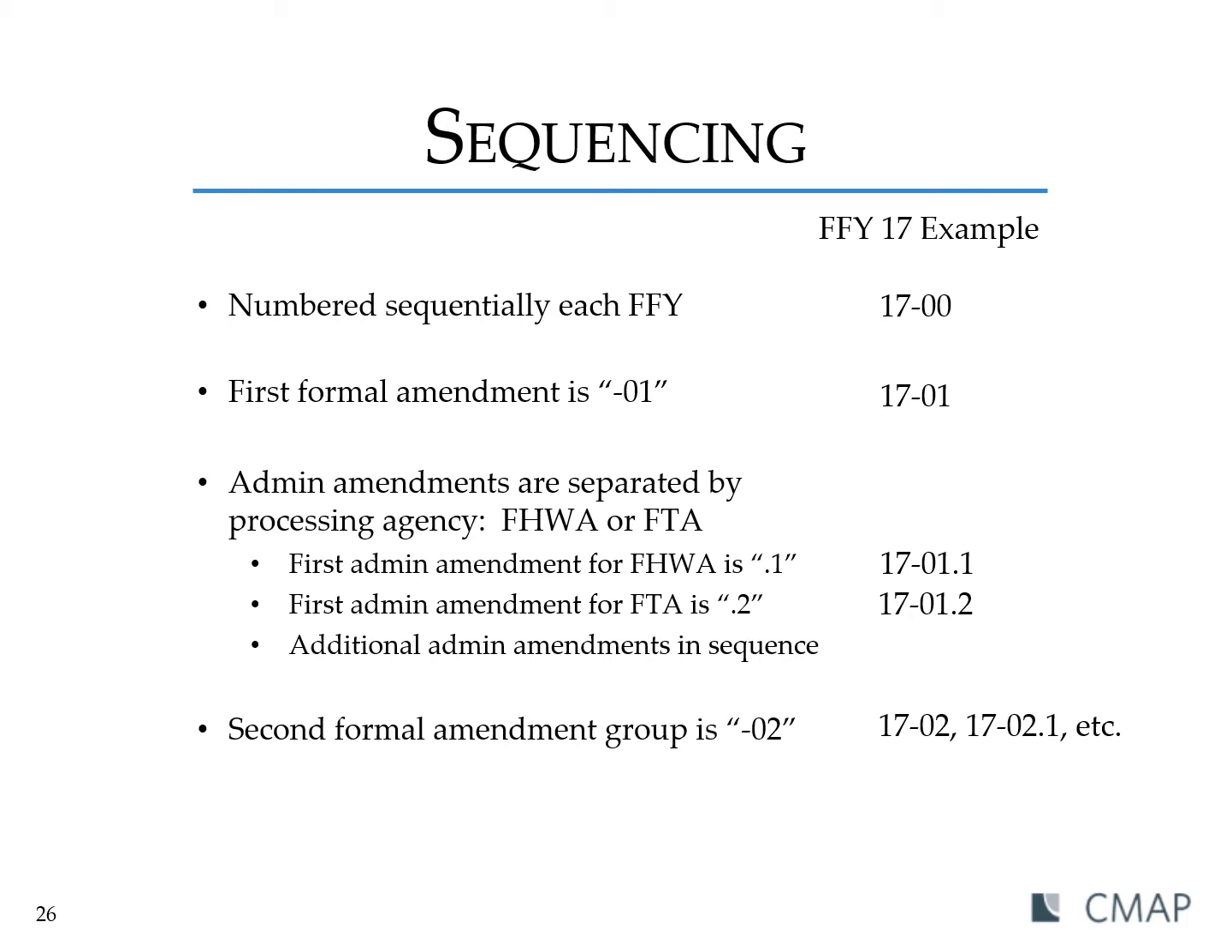Similarly, we have to have a way to distinguish administrative amendments. As I mentioned, these are separated by processing agency. So we see that the first administrative amendment for FHWA is signified by the point 1, and the first administrative amendment for FTA is identified by the point 2. Any additional amendments just go in sequence, and then this pattern continues. So our second formal amendment would be -02. The first administrative amendment for FHWA would be 17-02.1, etc.